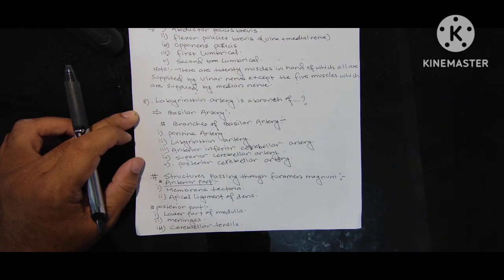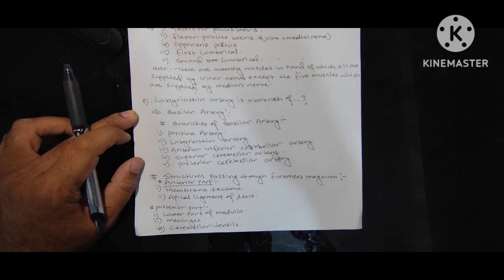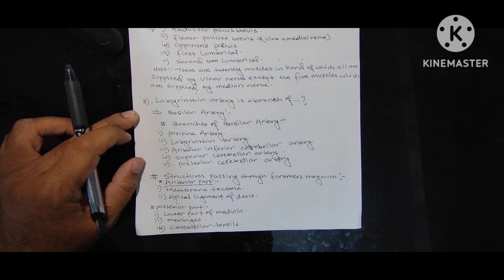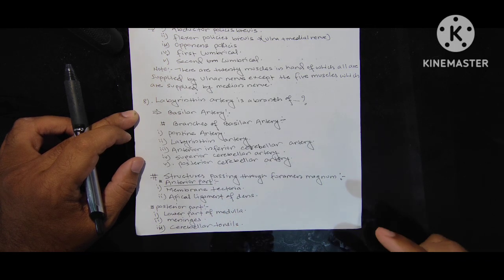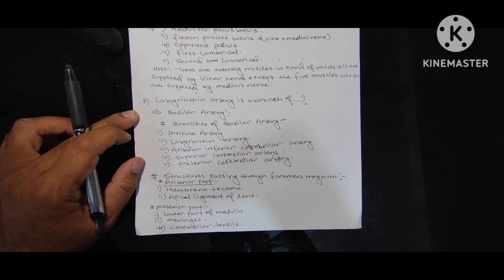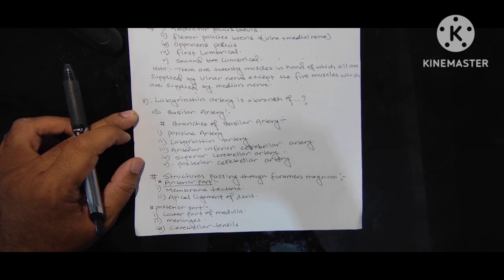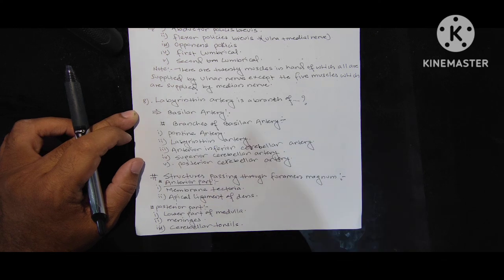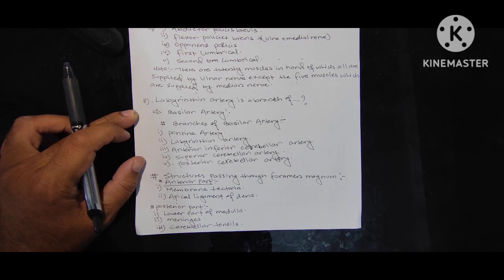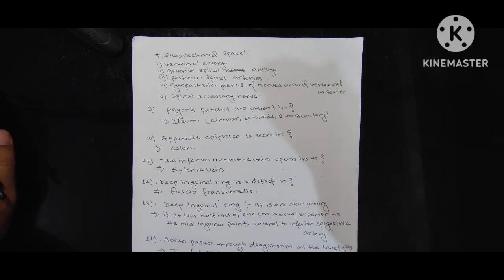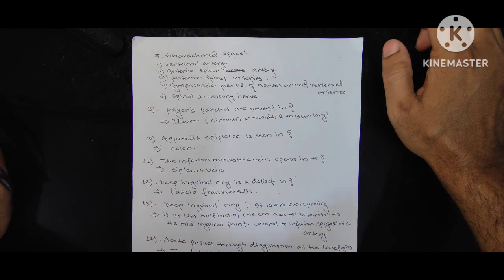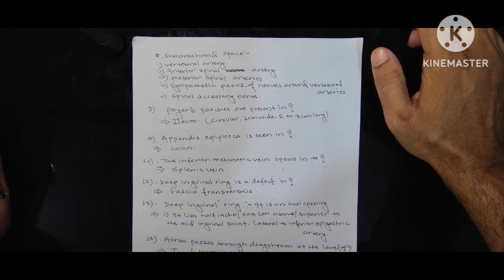The structures passing through the foramen magnum: in the anterior part of the foramen magnum are the membrana tectoria and the apical ligament of dens. These two structures pass at the anterior part of the foramen magnum. In the posterior part of the foramen magnum, the structures that pass are the lower part of the medulla, meninges, and cerebellar tonsils.